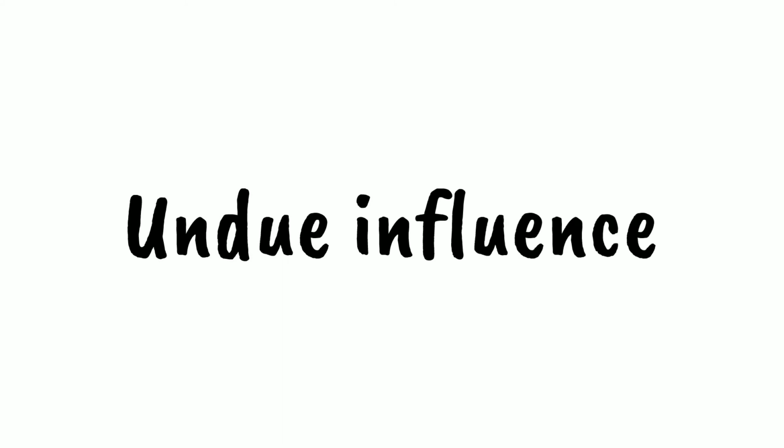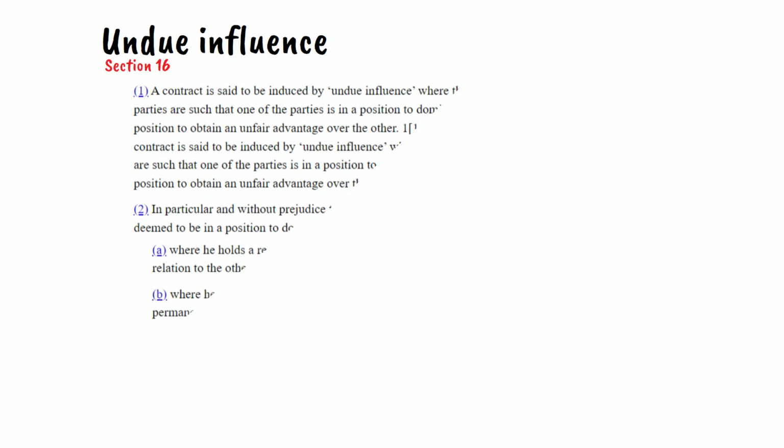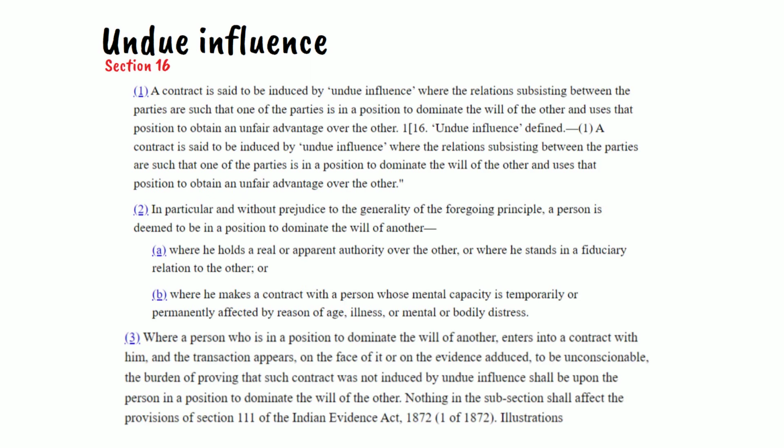Now we have completed coercion. Let's look at undue influence. Section 16 defines undue influence. The definition is shown on the screen. You can pause the video and read the definition. Since the definition is very long, I will directly get into the important elements of this definition.